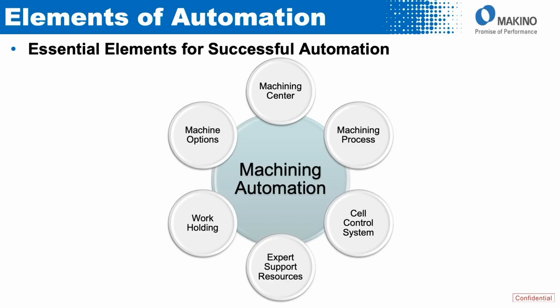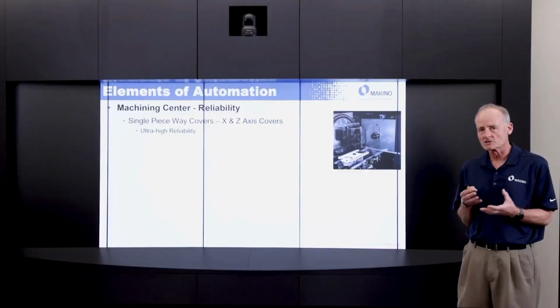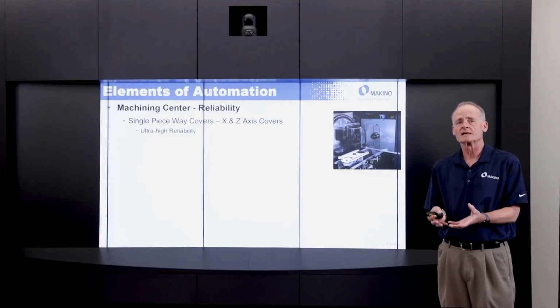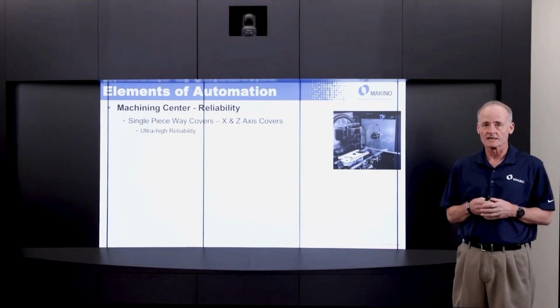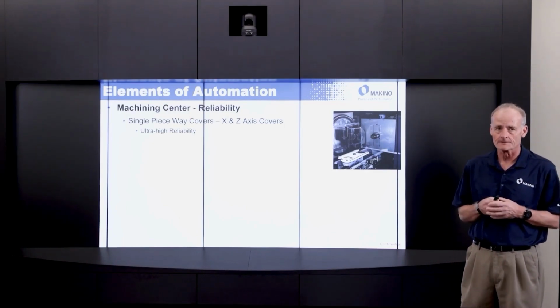So first of all, we're going to talk about the different elements that are essential for a successful implementation of machine tending automation. And when we talk about this, there's 6 different areas that we want to focus on. The first one will be the machining center. Now that you've invested, or you're going to invest, money in an automation system that's going to be servicing your machining center, you want to make sure that machining center is up and running and continues to run reliably while your automation is servicing it.